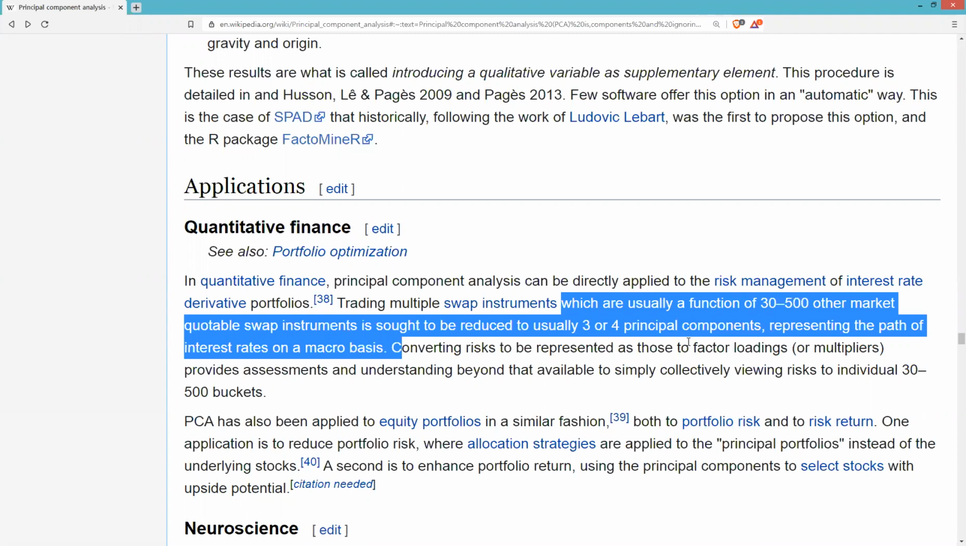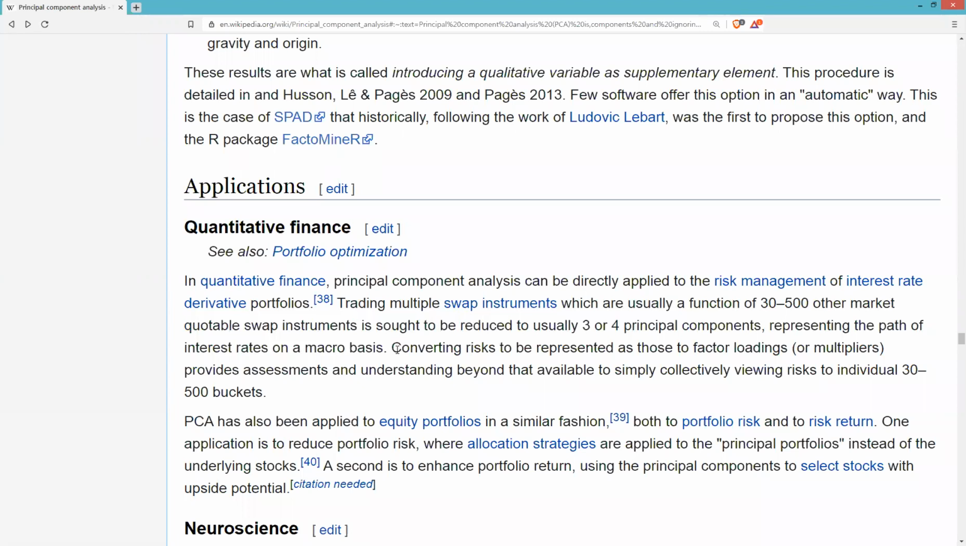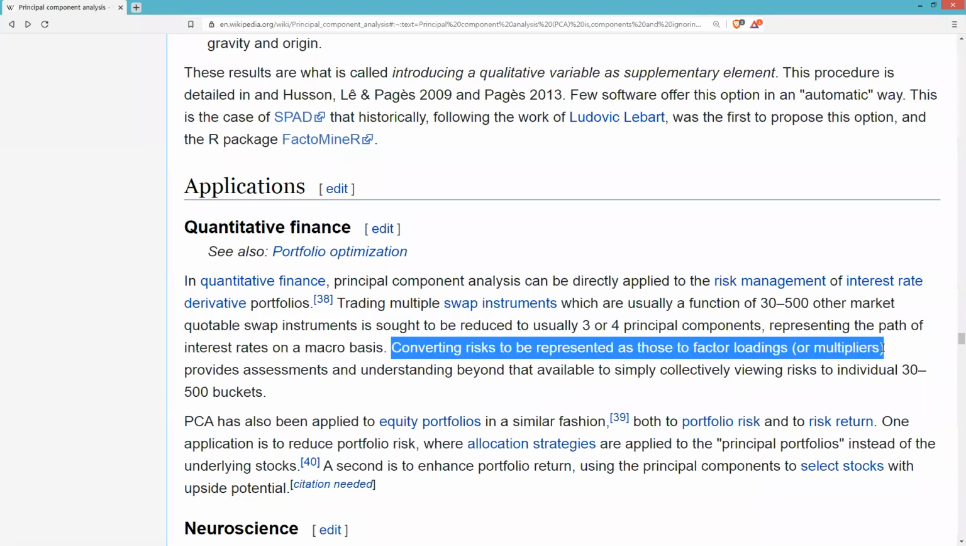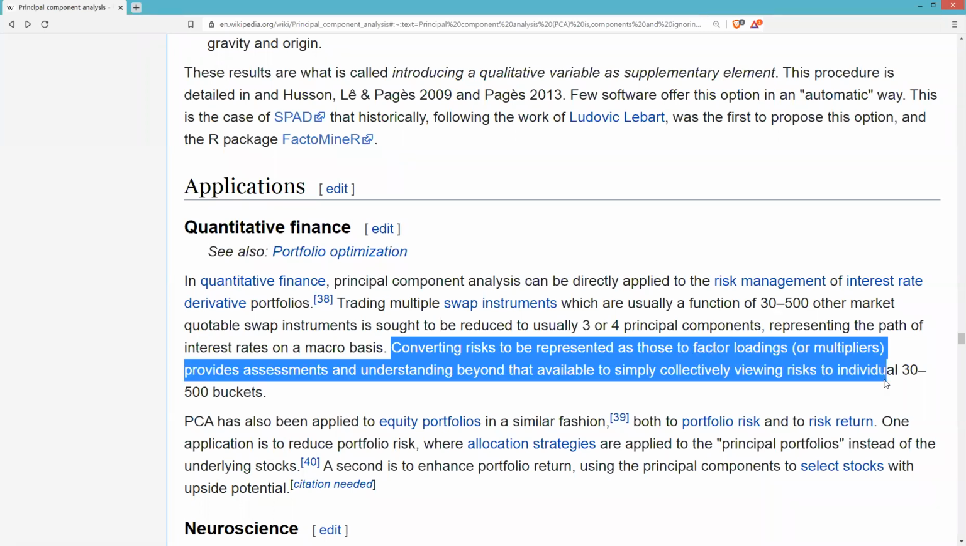We have simply too many dimensions. Then we apply principal component analysis and reduce dimension, and we can focus on that principal component analysis to manage the risk of the portfolio swap instrument here. So converting risk to be represented as those two factor loadings or multipliers provides assessment of understanding beyond that available to simply collectively viewing risk to individual 3 or 500 buckets.